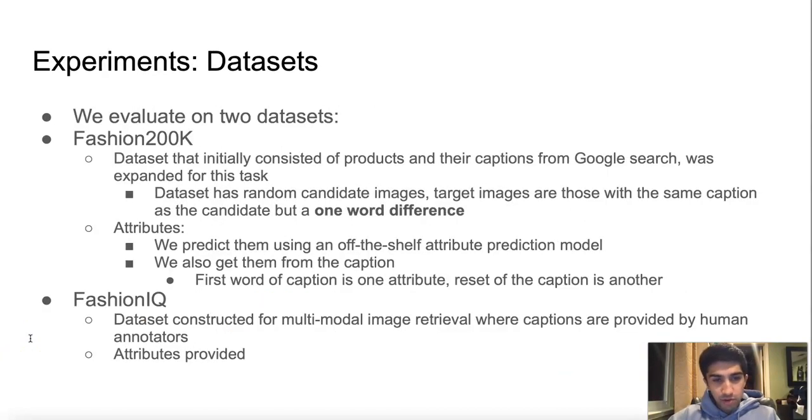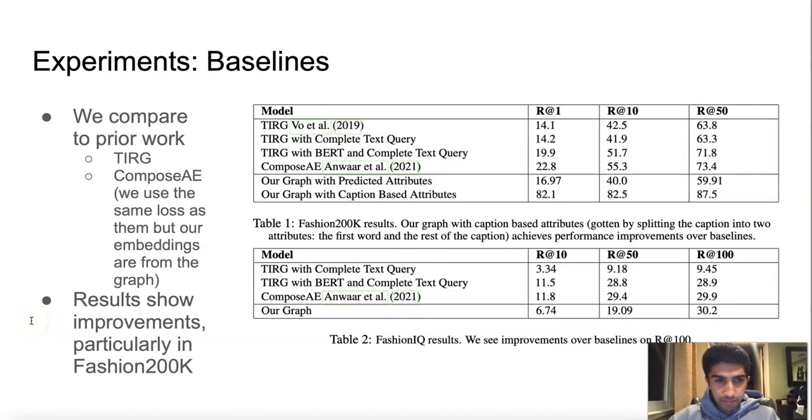We evaluate our model on 2 data sets, Fashion 200K and Fashion IQ. Fashion 200K was synthetically constructed, and the key thing there is that the target image has a 1-word difference to the candidate image caption, and Fashion IQ was constructed where actual humans were interacting. We compared it to prior work, and the results show some improvements, particularly in Fashion 200K, where we see large improvements in recall at 1, recall at 10, and recall at 50. For Fashion IQ, we see small improvements on recall at 100 over prior work.